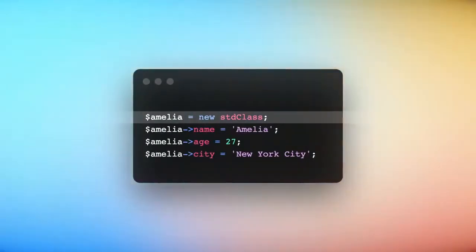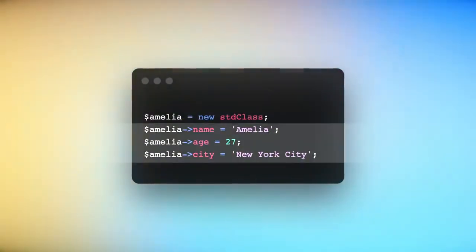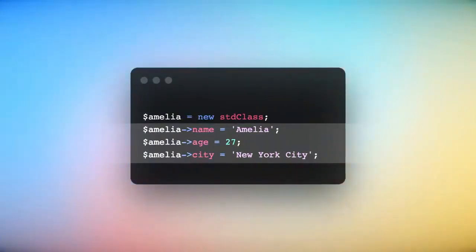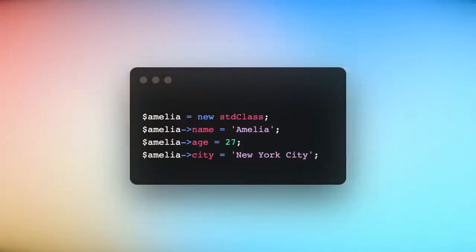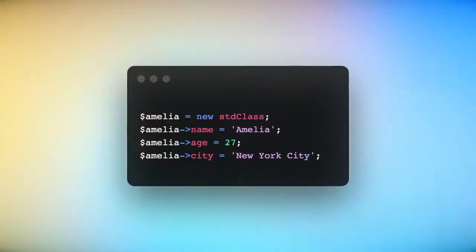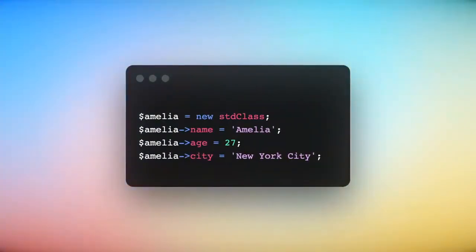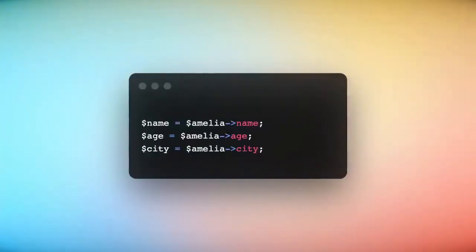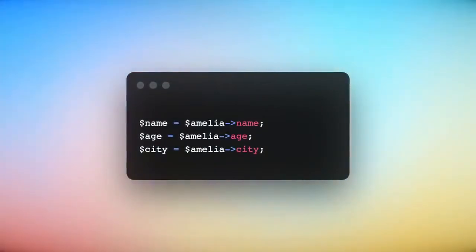To create an instance of a class, we use the new keyword followed by the name of the class. After that, we may assign the object properties like we would do with any regular variable. We reference the property name on the object instance by using the object operator. It's a special operator that consists of the hyphen sign followed by the greater than sign. So here we set the name property to Amelia, the age property to 27, and the city property to New York City. We can access the values in these properties using the object operator as well.